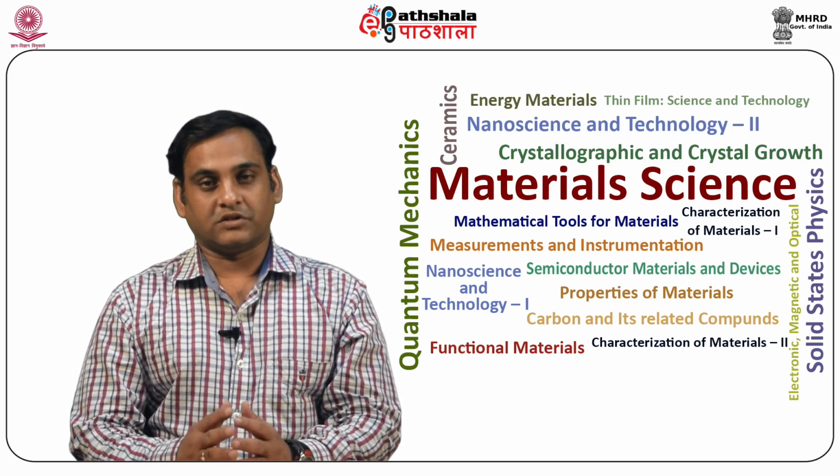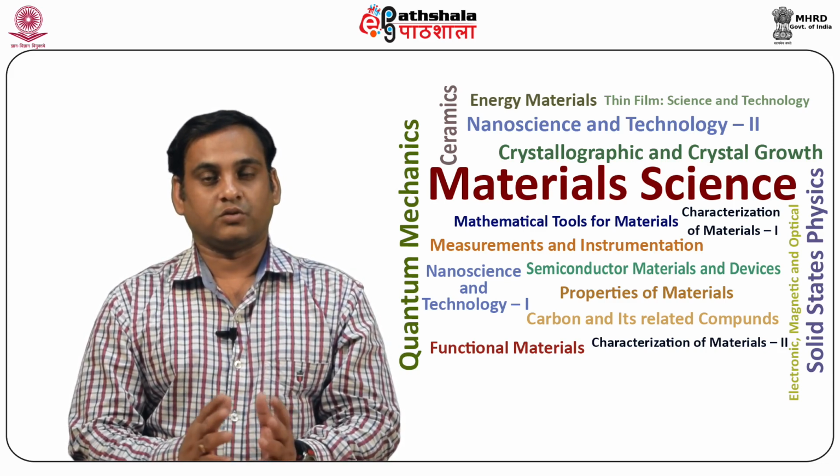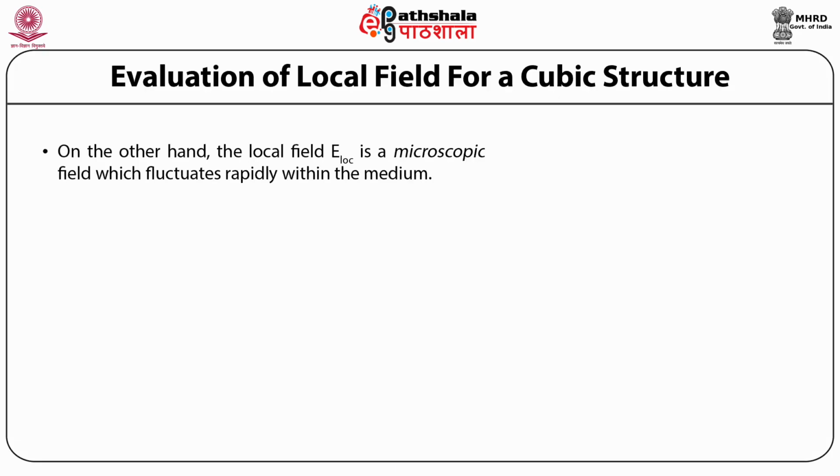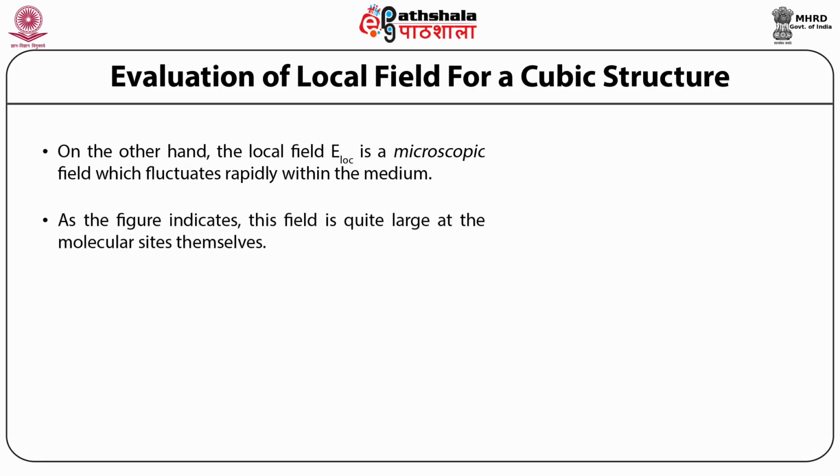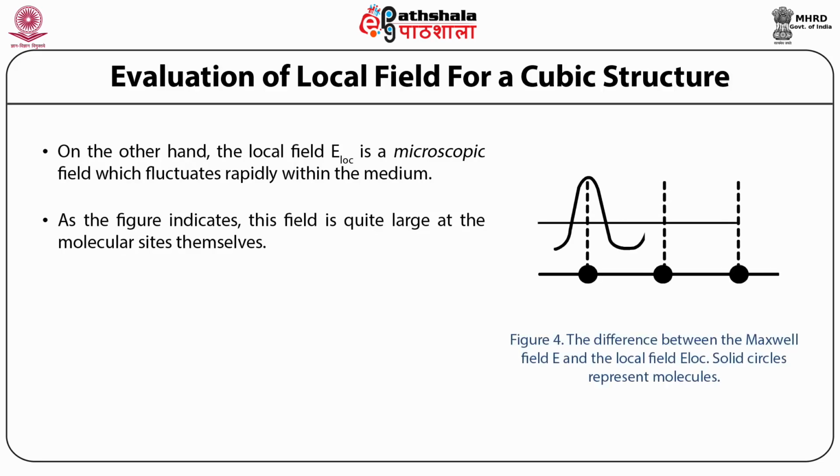In the present situation, the field E is a constant throughout the medium. On the other hand, the local field E_local is a microscopic field which fluctuates rapidly within the medium. As the figure indicates, the field is quite large at the molecular sites themselves. So the figure represents the difference between the Maxwell field E and the local field E_local, and the solid circles represent the molecules.